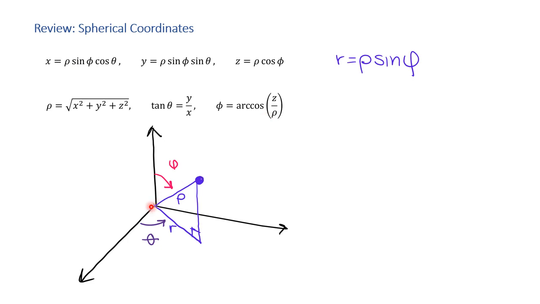Okay, so anyways, rho is our distance from the origin. Theta is the exact same angle from our polar coordinates. So it's an angle in the xy plane made from the positive x-axis. Phi is an angle made from the positive z-axis. And then on the screen, I've got all of our different relationships for spherical coordinates. Hopefully this matches with what you have in your notes from the past.